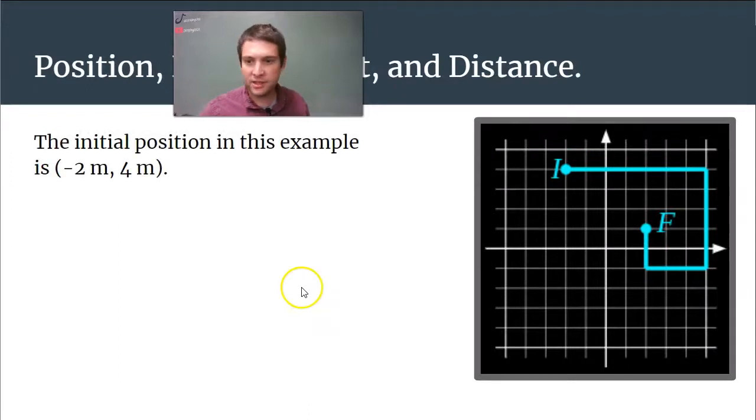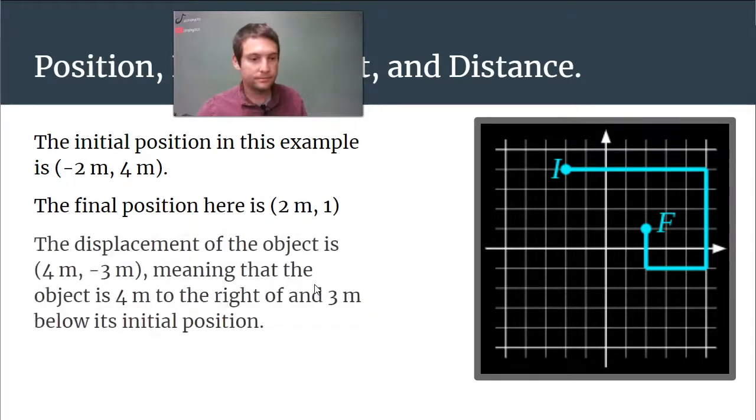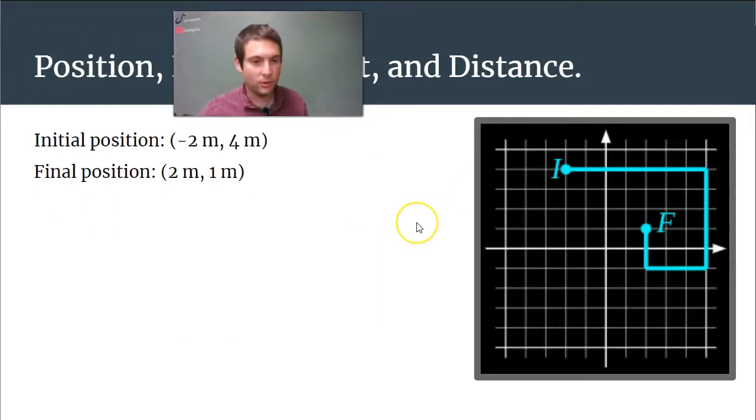The initial position in this example is -2, +4. The final position is +2, +1. The displacement of the object is 4, -3, meaning that the object is 4 meters to the right and 3 meters below its initial position. It's this straight line. You can even use some trigonometry or geometry to figure out the exact length of this, right? Or basic arithmetic if you wanted.